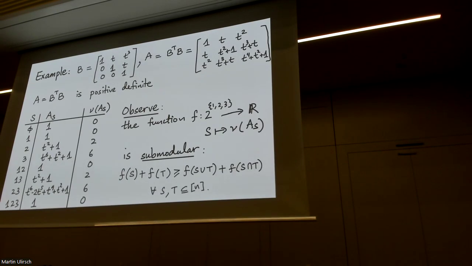So let's look at a specific example. Now I have this B, and then I have my B transpose B. I don't have complex numbers, so I don't need to complex conjugate anything. A is positive definite, and I have computed for you these principal minors, and these are the valuations. You can check that this is a submodular function. For example, if S and T are, let's say, 2 and 3, then on the left I have 2 plus 6, which is 8. On the right, I have the union plus the intersection, which is 6.